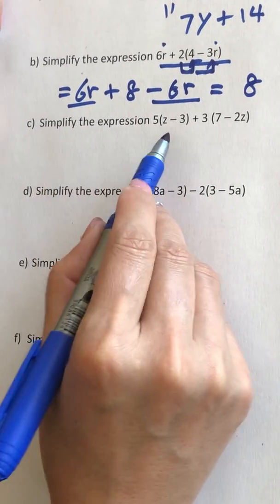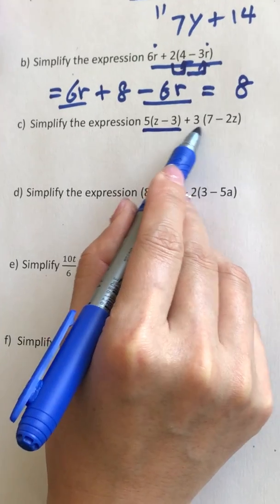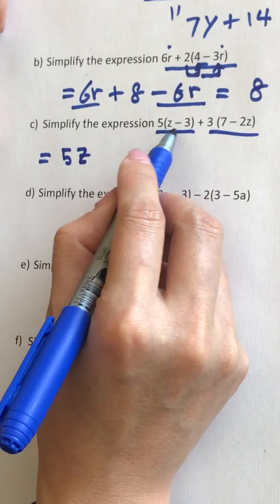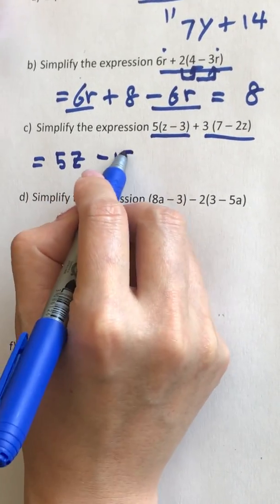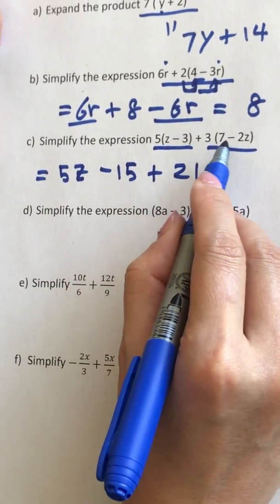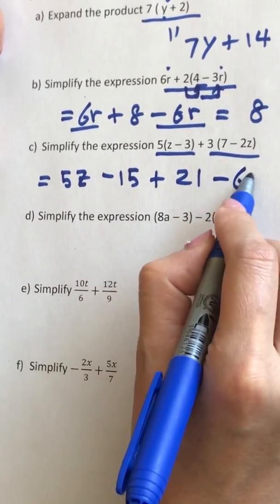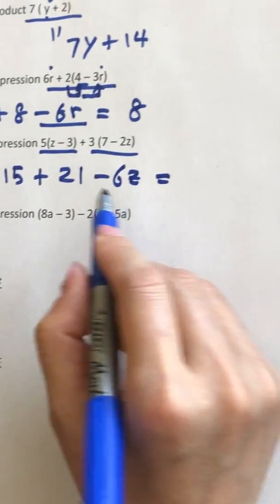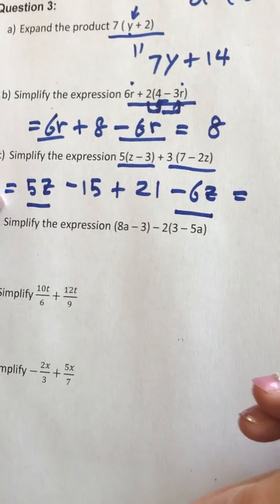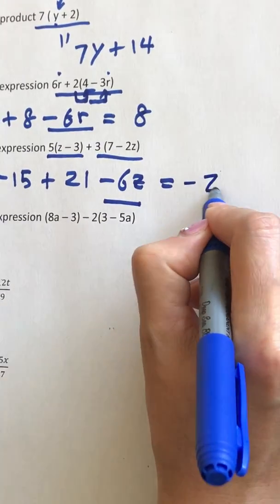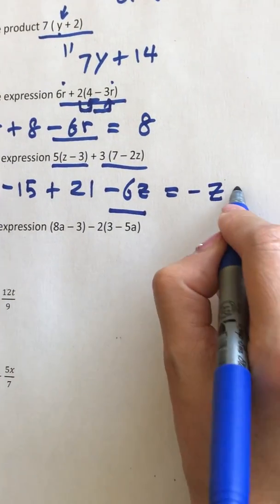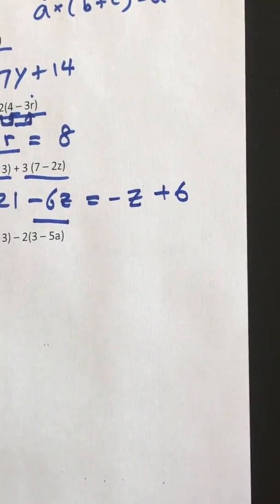Part C, simplify the expression. So we need to break up the brackets of both of them. So first, that gives you 5z minus 5 multiply 3. That's 15. Second term, 3 multiply 7, 3 multiply minus 2z. Collect like terms. 5z minus 6z. 5 is less than 6 by minus 1. So therefore, that gives you minus z. Minus 15 and plus 21, that gives you a positive 6.